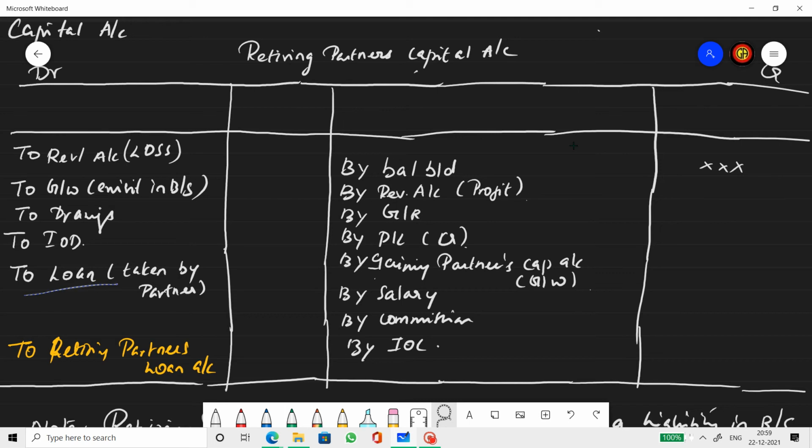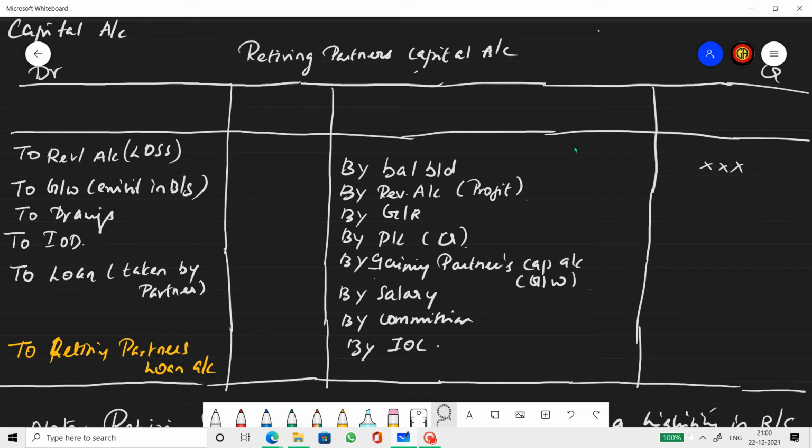So a loan taken by a partner is nothing but a loan given by the firm. So for the firm it is loans and advances. For the firm it is an asset. So for the firm it is loans and advances, and it is an asset, so it is removed. So we are crediting loan and we are debiting the retiring partner's capital account. So this is a loan taken by the partner, the retiring partner.